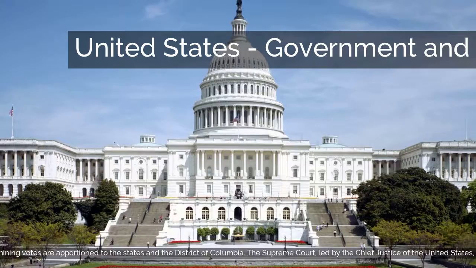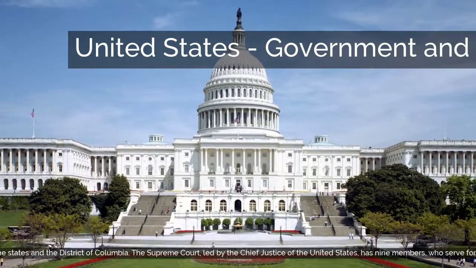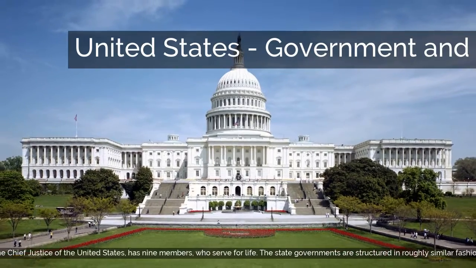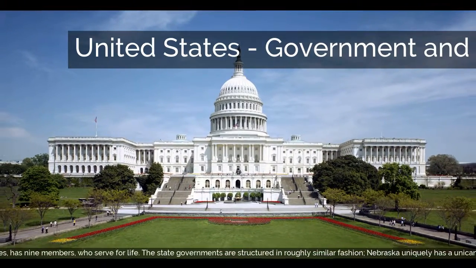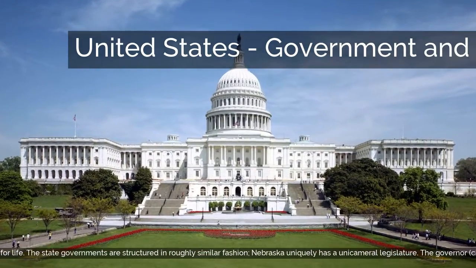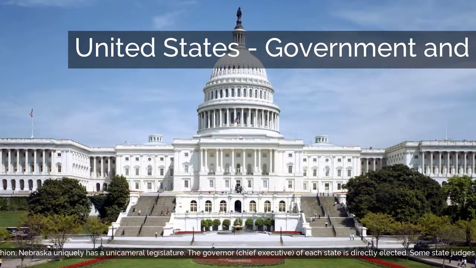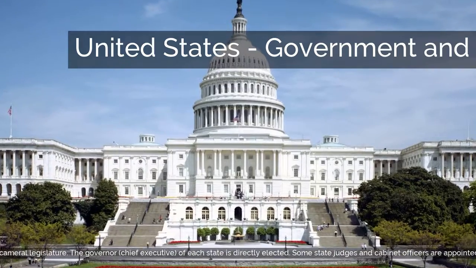The state governments are structured in roughly similar fashion. Nebraska uniquely has a unicameral legislature. The governor, chief executive, of each state is directly elected. Some state judges and cabinet officers are appointed by the governors of the respective states, while others are elected by popular vote.